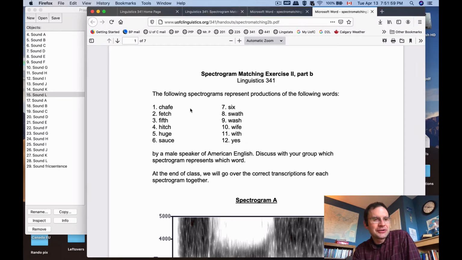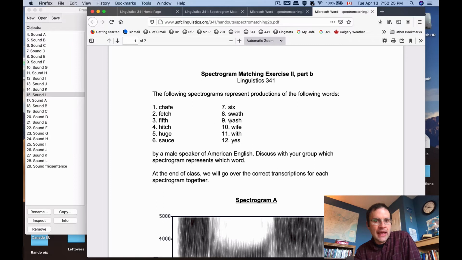All right, let's do part 2 of this exercise. This is quite similar, except we're adding a few new features to the mix. So if we look at the word set that we have to choose from here, it includes some affricates, like in chafe or fetch and so on, so like cha or huge. So we're going to expect to see some stop fricative combinations for those. And then, like in a word like six, that sort of thing.